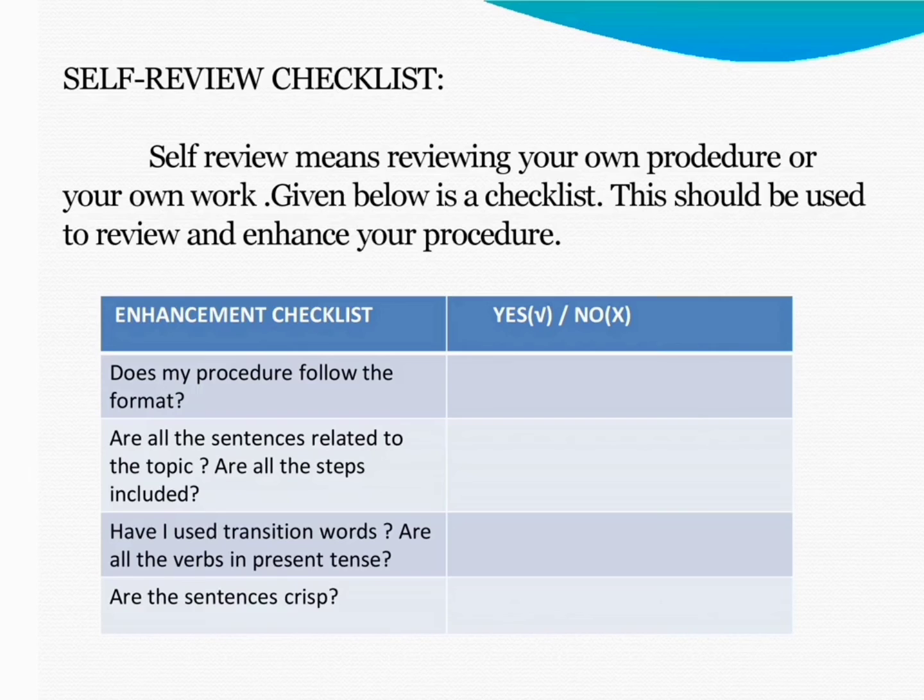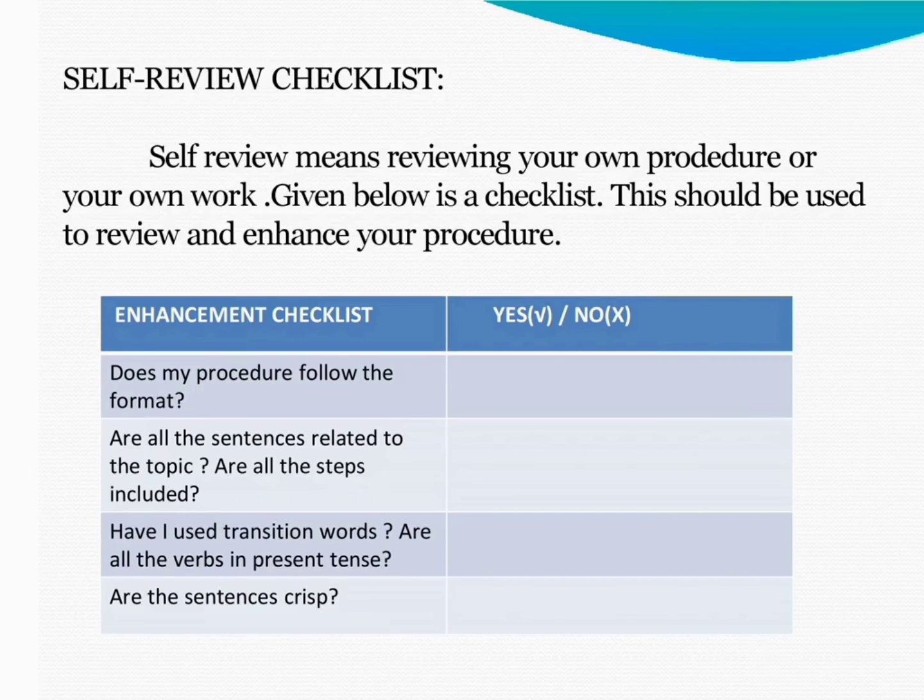Okay. So self-review checklist. Use the checklist given below to review your procedure and enhance it. On following these steps, you can check your own procedural writing, and if you see any mistakes, you can enhance it. Okay, check and enhance it. The first one is, does my procedure follow the format? Okay, does your procedure follow the format? So already we saw a format. So whether your procedure follows that format.